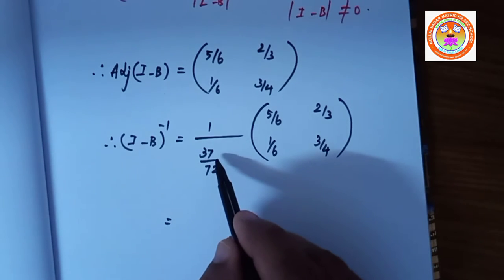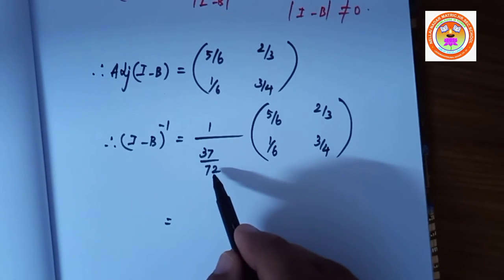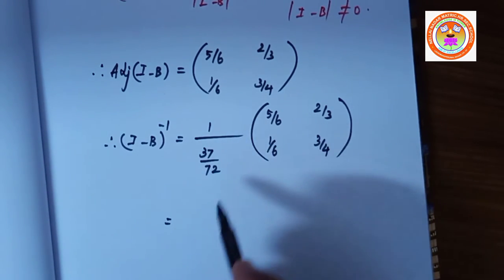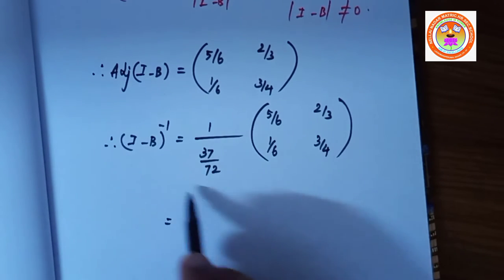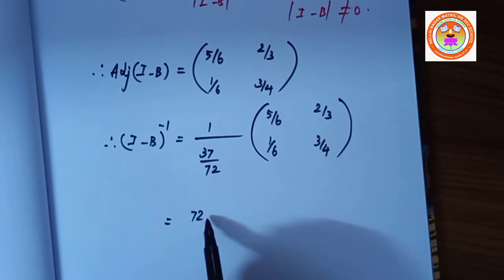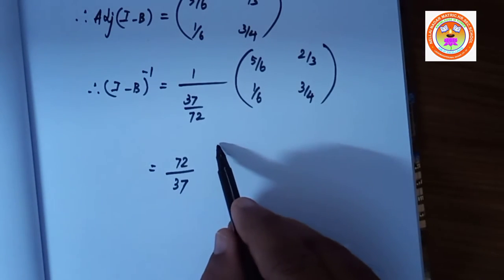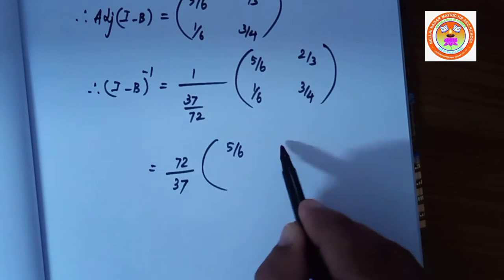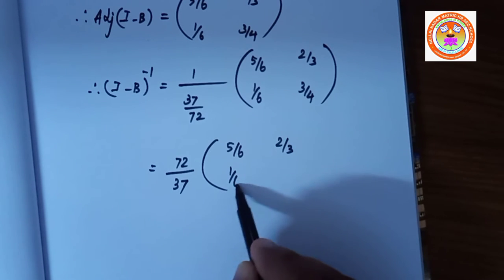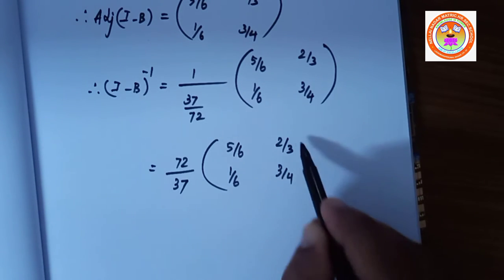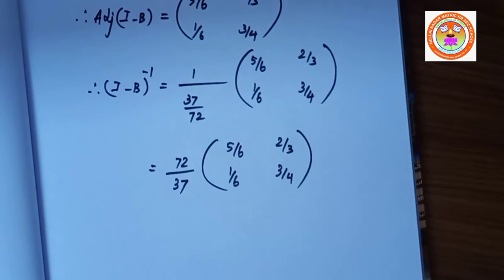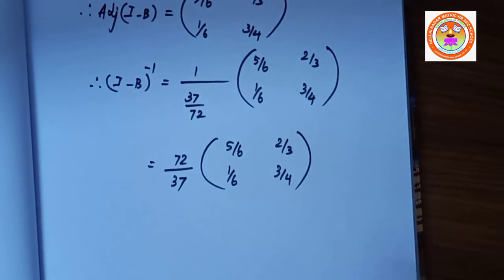The denominator we have is 37 by 72. When it comes to the numerator, we have to write the reciprocal. Reciprocal of 37 by 72 is 72 by 37. You can directly write it into 5 by 6, 2 by 3, 1 by 6 and 3 by 4. Finally, you have to write the output X.